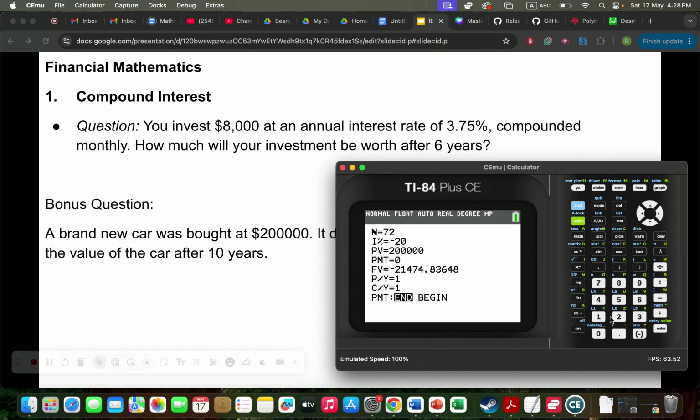The interest rate is 3.75, so I'm just going to type in 3.75. PV, which is the present value, is basically how much you invested in this particular scenario here.